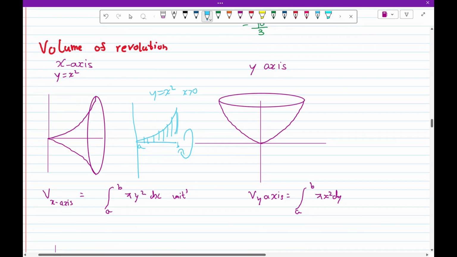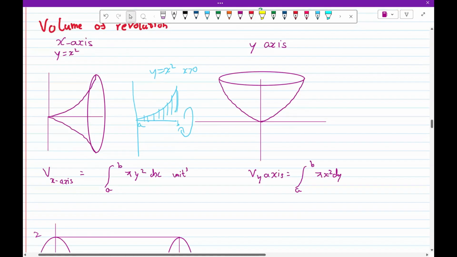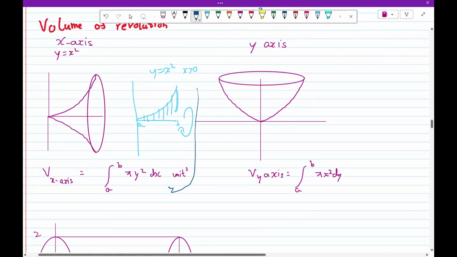So y square, we substitute, we put this in over here. Then we get volume is equal to pi, you take pi common, integral from a to b of x square whole square dx, since y is x square. Then you solve it, and pi is always outside since it's a constant.